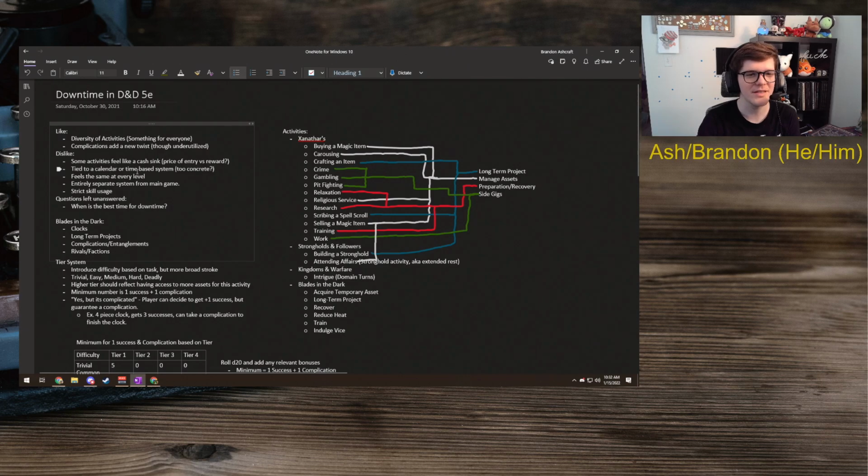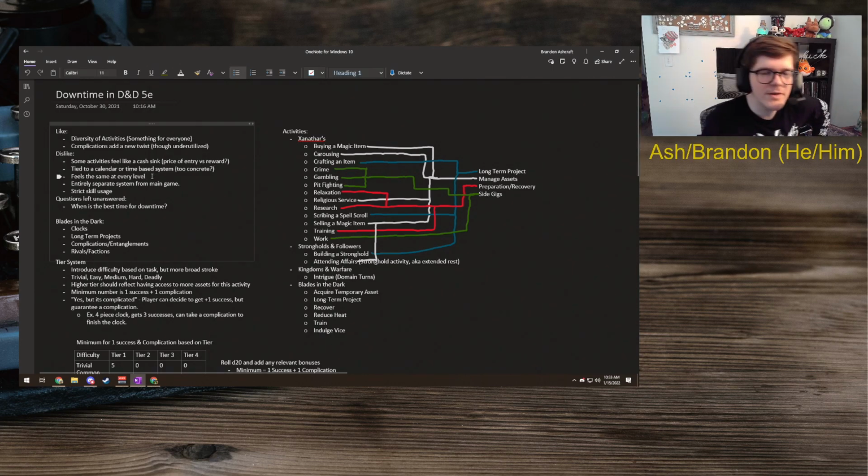Tied to a calendar or time-based system, it's too concrete for me. I understand there's some back and forth on this of keeping your in-game calendar, but I would much rather use a system called Clocks, which is used in Blades in the Dark and other Forged in the Dark and Powered by the Apocalypse games, to keep track of activity, whether that be a villain achieving a goal or the party trying to get a favor from someone. It's much easier to track that on an ambiguous clock rather than a concrete, you will accomplish this in 3 weeks.